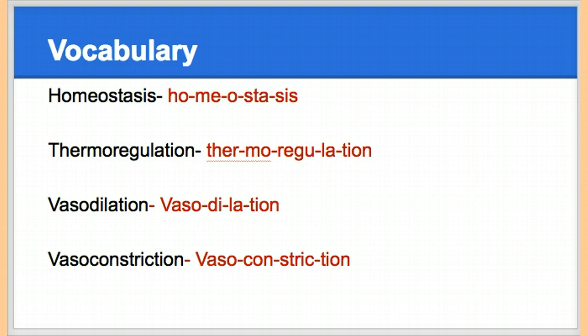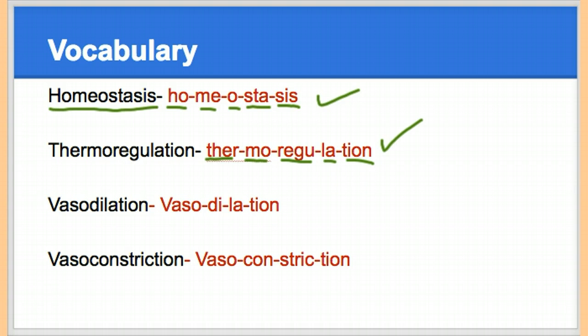The first word that we're going to look at is homeostasis. And I broke it up into the syllables, homeostasis. So say the word out loud, homeostasis. We're going to also look at what it means later on in the lesson. The next vocabulary word for this lesson is thermoregulation. Thermoregulation is another vocabulary word. Again, we're going to look at that later.